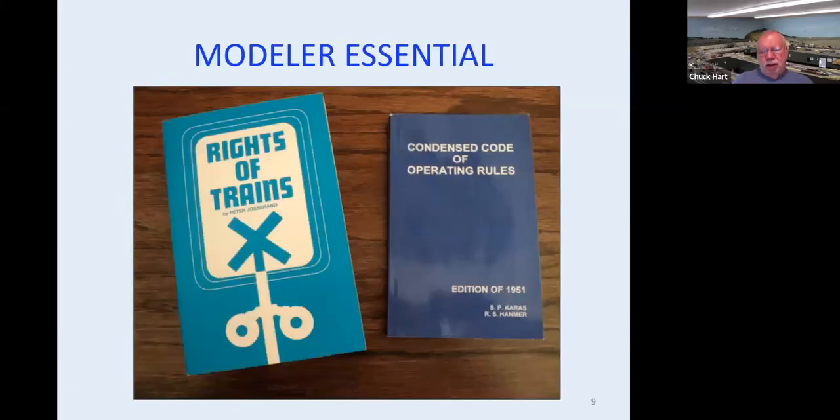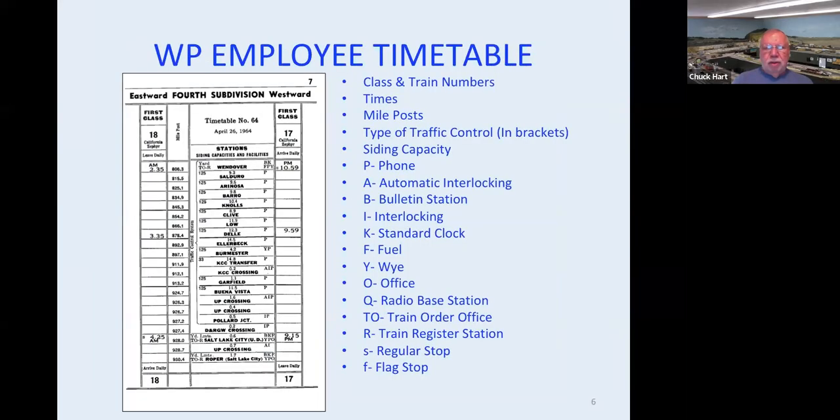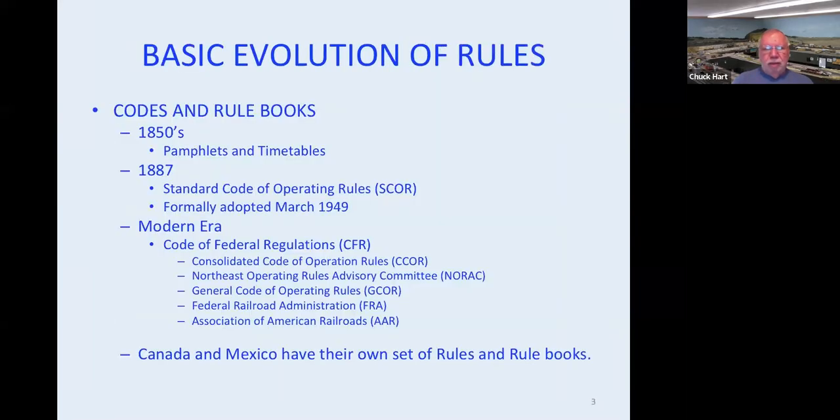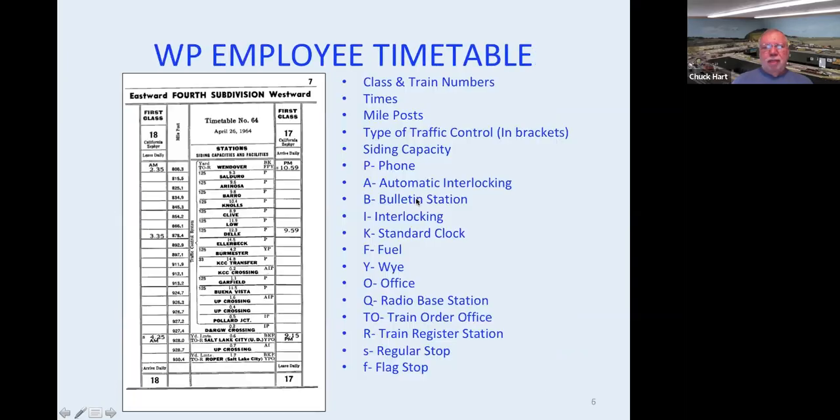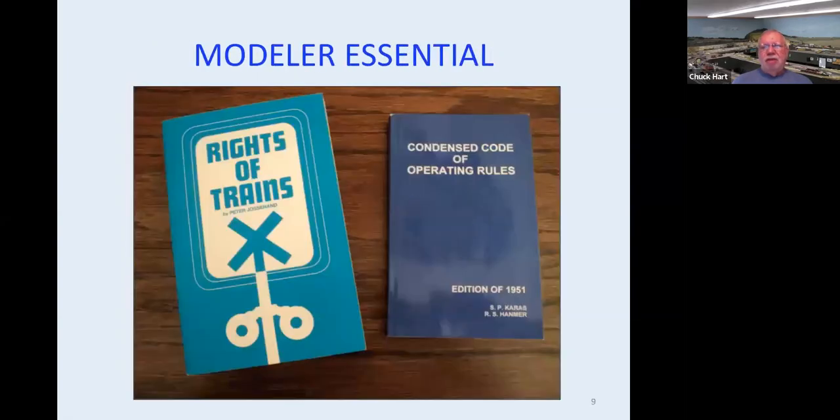Here's a couple more books that are pretty good for your model railroad operations. The book on the left is called Rights of Trains. The interesting thing about this particular book is it actually starts out with the first set of codes. If you go back to here, the Standard Code of Operating Rules, right here, the SCOR, that is how this book starts. It starts out with the Standard Code of Operating Rules.